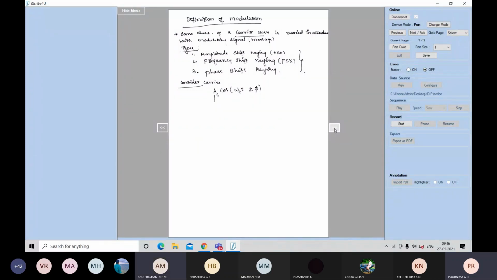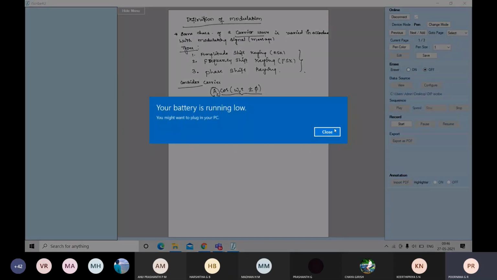In this, please remember the Ac of this carrier, without changing this cos(omega_c t plus or minus phi), when we are using... One minute.